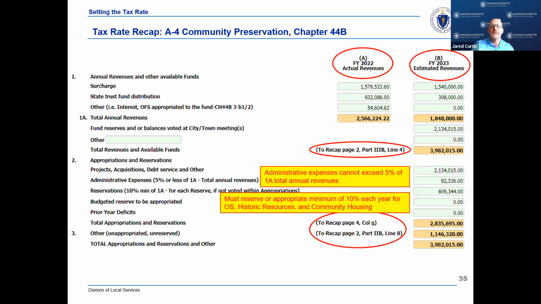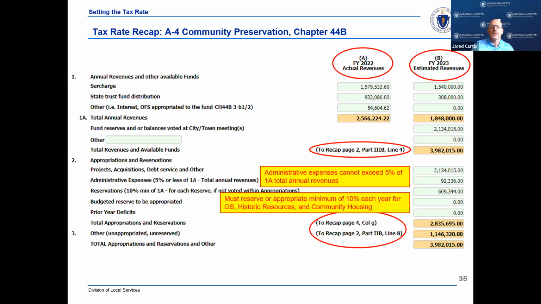Reservations to the open space, historic resources, and community housing special revenue funds. Per the community preservation legislation, each year your community must appropriate and/or reserve 10% of the total annual revenues from Part 1A to open space, historic resources, or community housing initiatives. If your estimated revenues exceed appropriations and reservations, you can appropriate the difference into a budgeted reserve to be spent later in the fiscal year.